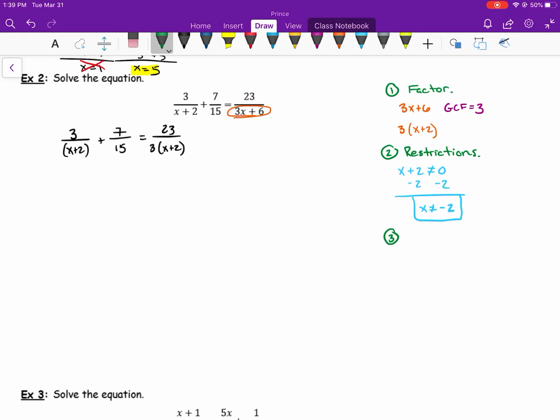Now to work this out, since no one likes fractions, what I do is I take all the denominators that are on the plus minus side and I multiply the entire equation by those denominators.